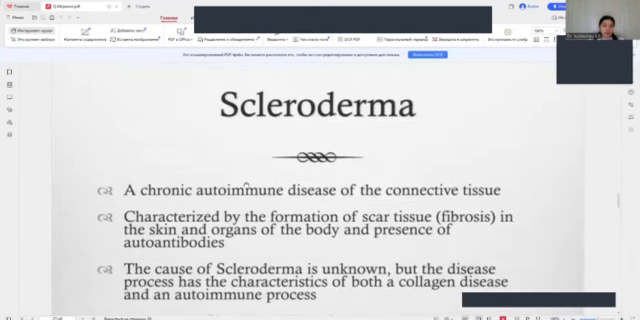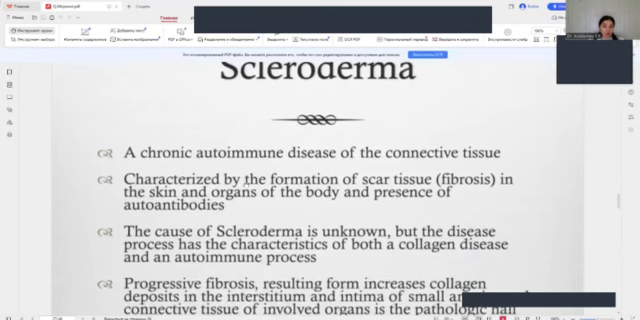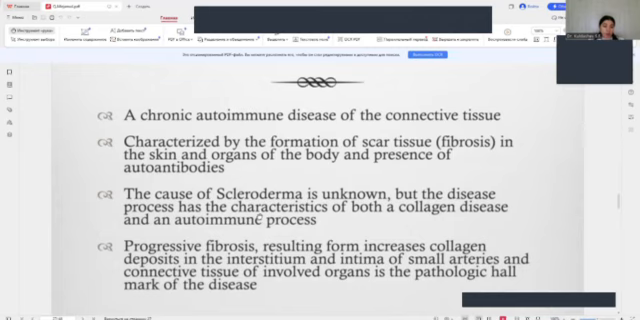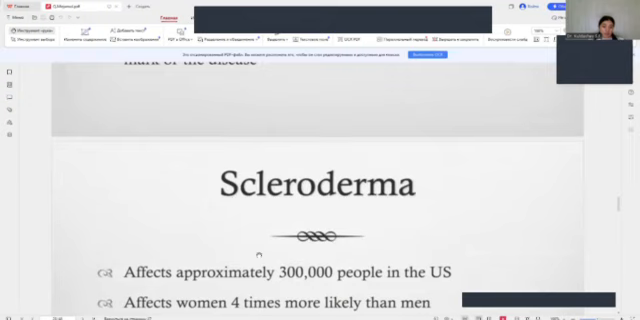Next disease is scleroderma, a chronic autoimmune disease of the connective tissue characterized by the formation of scar tissue in the skin and organs of the body and presence of antibodies. The cause of scleroderma is unknown, but the disease process has the characteristics of both a collagen disease and an autoimmune process. Progressive fibrosis resulting from increased collagen deposits in the interstitium and intima of small arteries and the connective tissue of involved organs is the pathologic hallmark of the disease.